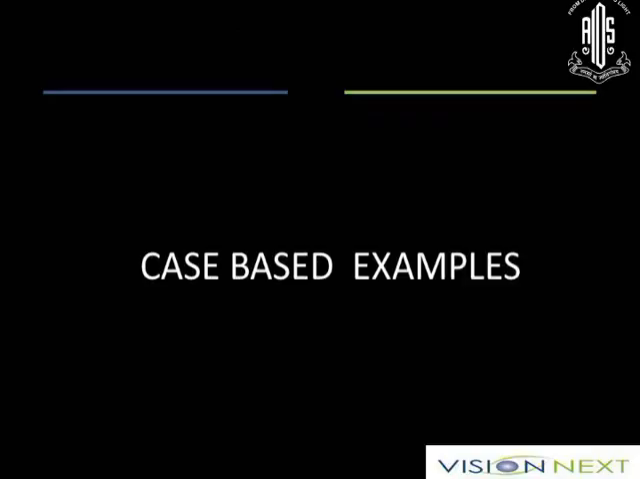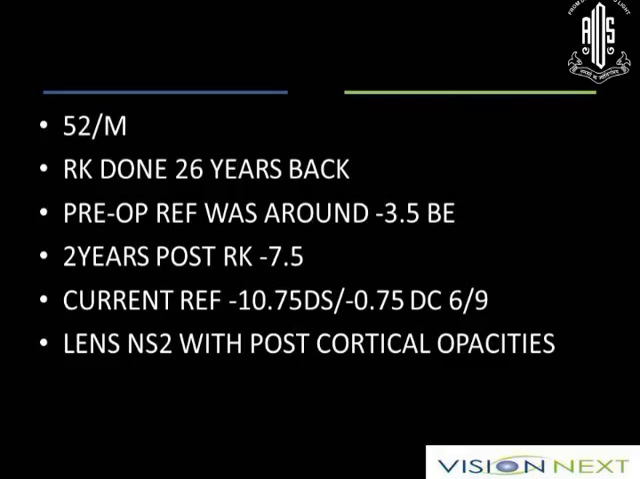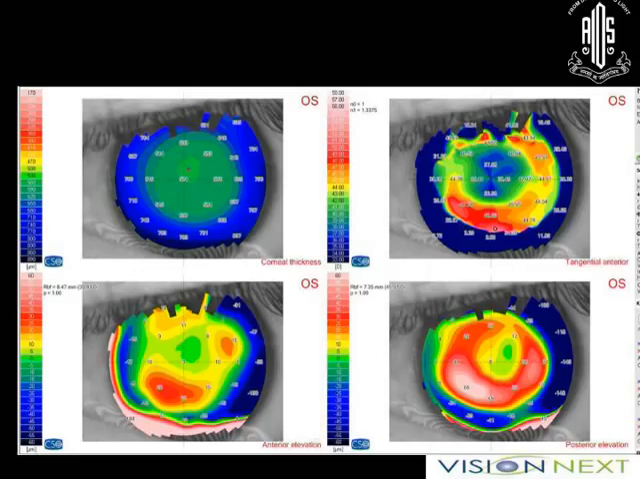So I'll briefly run through 2 case examples. My first case was a 52 male, with RK actually done 26 years back. RK pre-op refraction he says was -3.5, and he says that after 2 years he got a refractive error of -7.5. We don't know the lens status. Now, current refraction when he comes to me is -10.75 with -0.75 cylinder. He has a nuclear sclerosis. This is a topography map. This is a series which I have. It is based on the Placido with Scheimpflug.